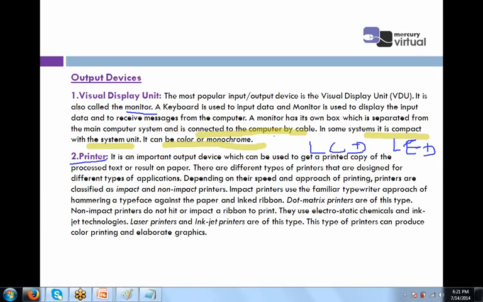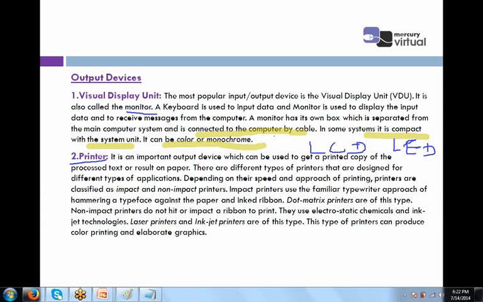Another one is printer. Like I told you, a scanner converts hard copy into soft copy. In the same way, a printer is an output device that converts soft copy into hard copy. Means I have data in the computer, and I have to take it in output form, means hard copy form, that is done by the printer. So a printer is, in simple terms, an output device that converts soft copy into hard copy. It is an important output device.